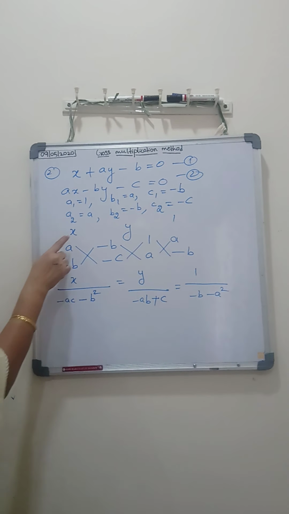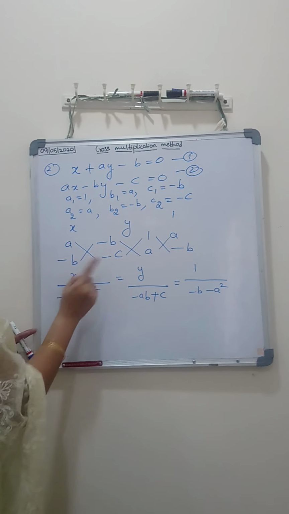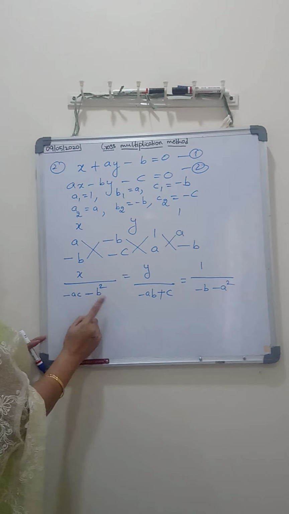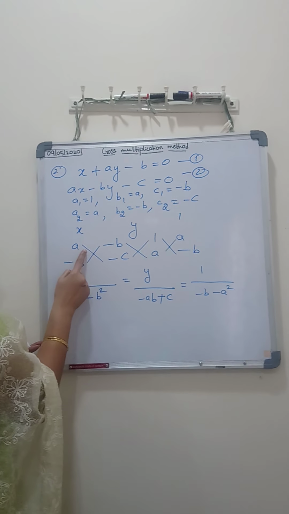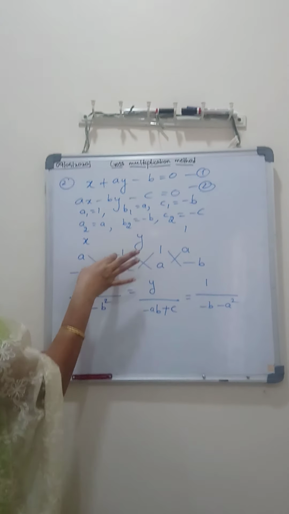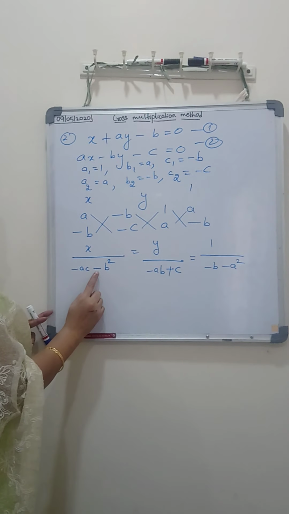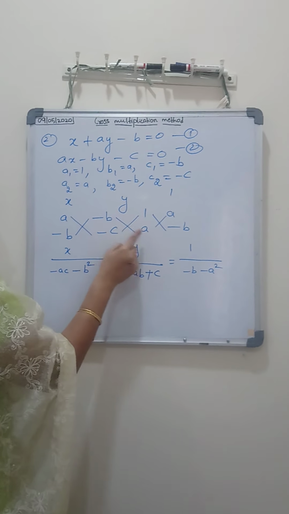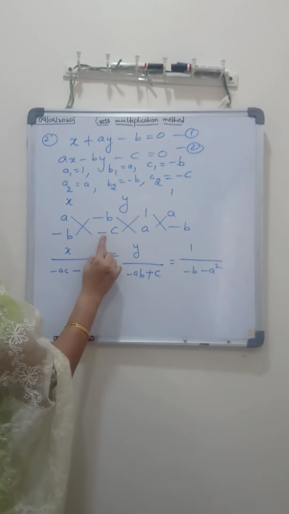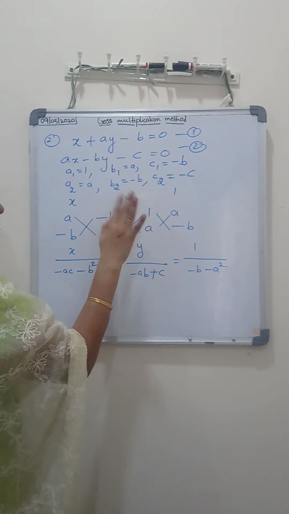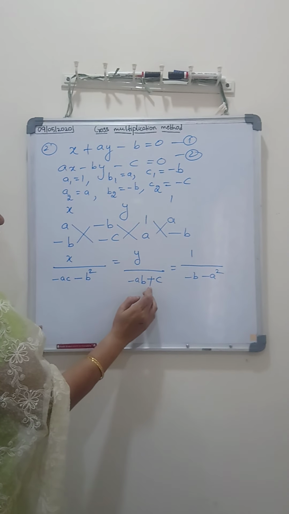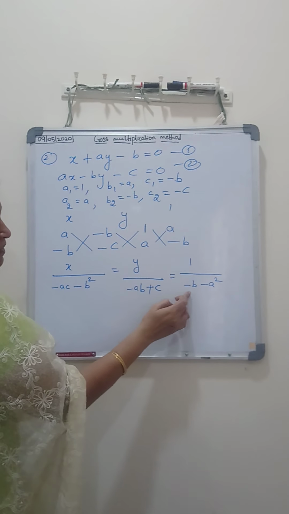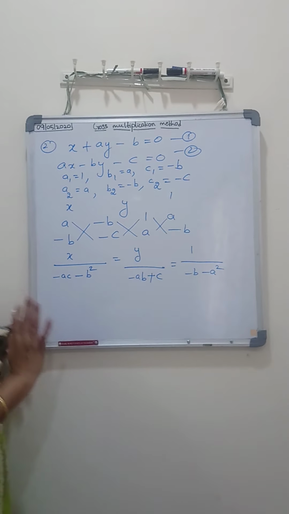Once check now, x by a into minus c, minus ac, minus b into minus b, minus b square. But already this into this, a into c minus the product of these two, children. That's why you got the minus sign here. Next is equal to y by minus b into a is minus ab, minus into, again in the formula you got minus, minus into minus is plus, plus c, c into 1, c, children, equal to 1 by 1 into minus b, minus a square.